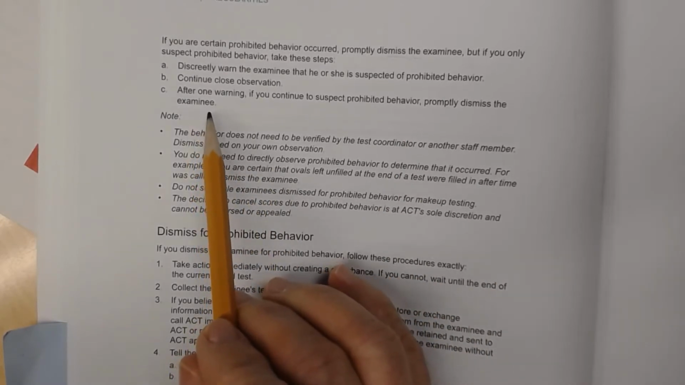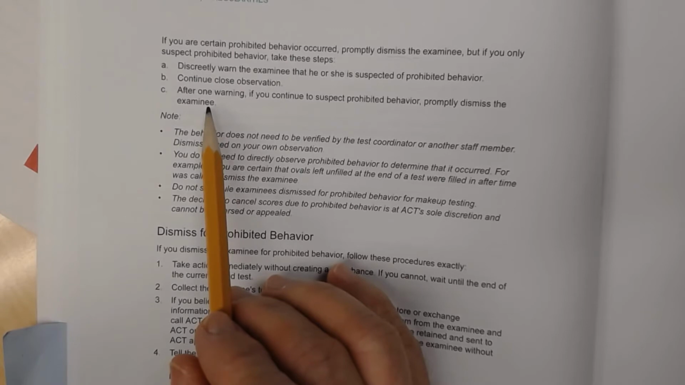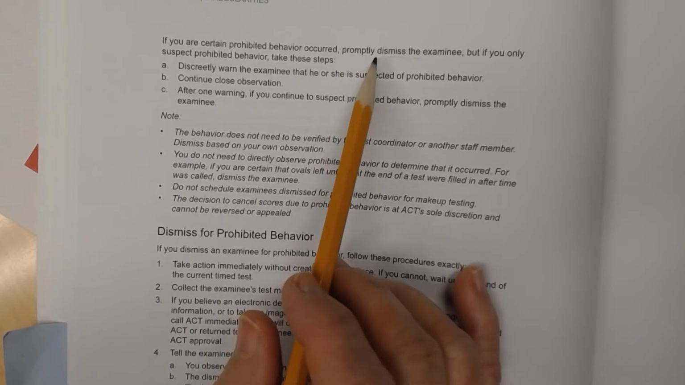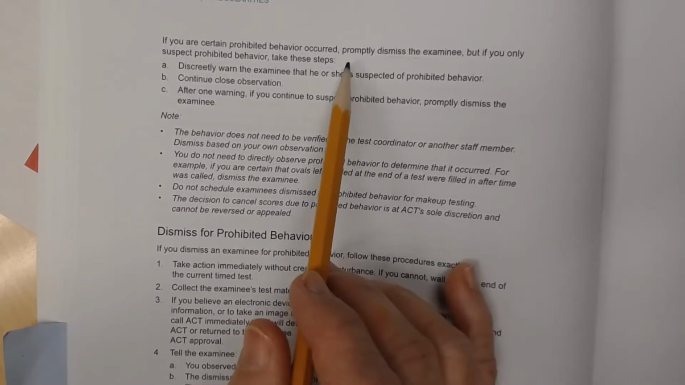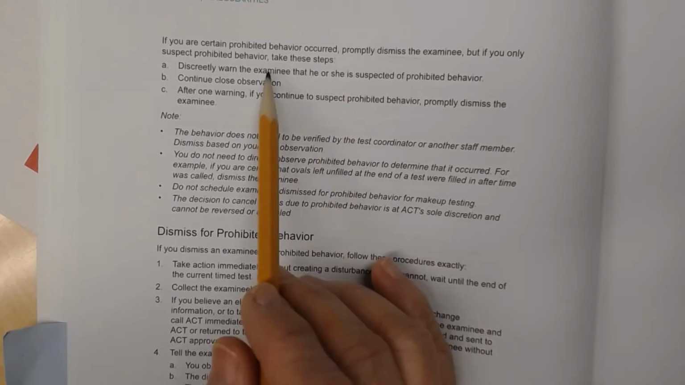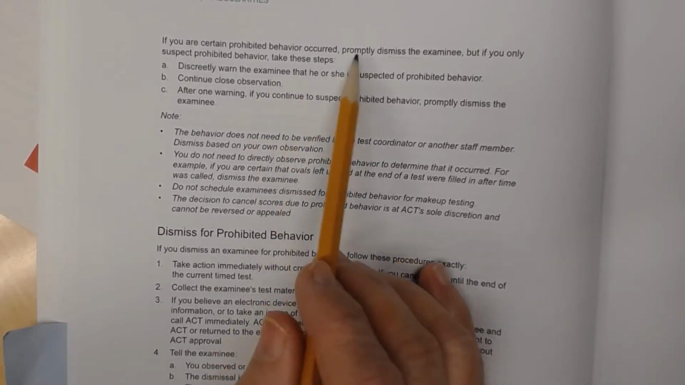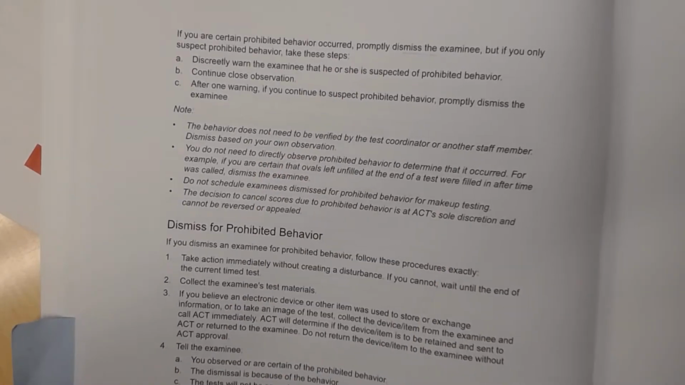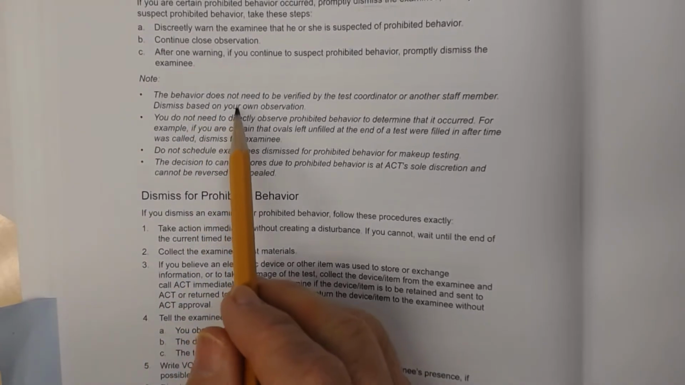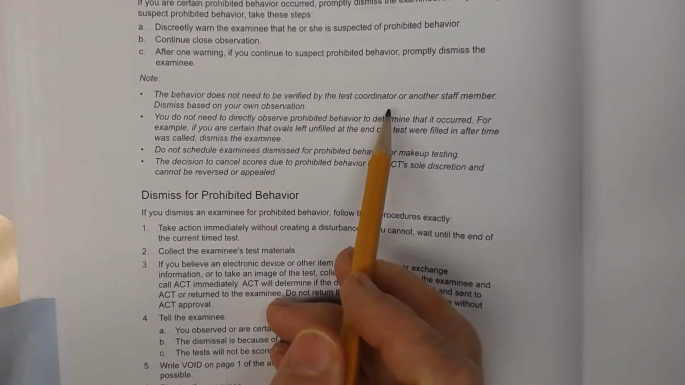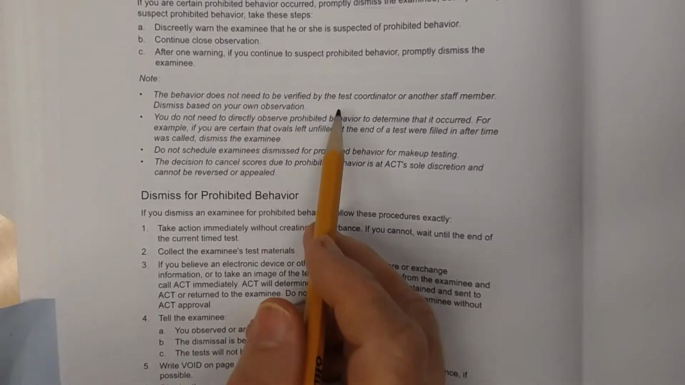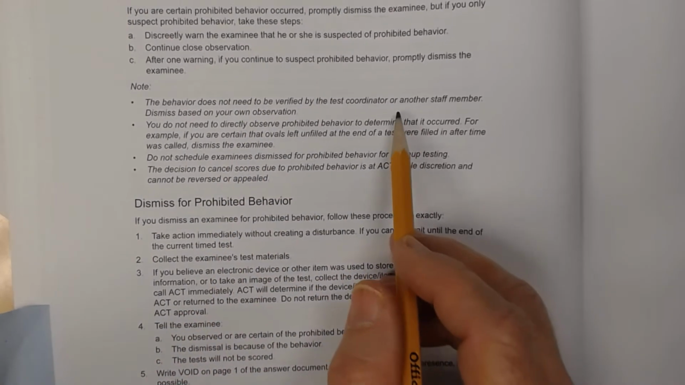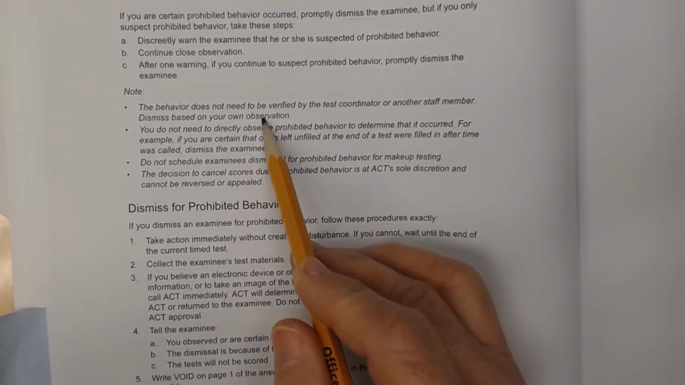Now, it is important that you have a conversation with the test coordinator if you do suspect something. If you're certain that prohibited behavior occurred, you're going to promptly dismiss the examinee. If at all possible, talk to the test coordinator and do this together, because the test coordinator needs to be aware of all of this. Note, the behavior does not need to be verified by the test coordinator. So if you see it and the test coordinator did not see it, that is still prohibited behavior. The student is dismissed, or another staff member dismisses them, based on your own observation.